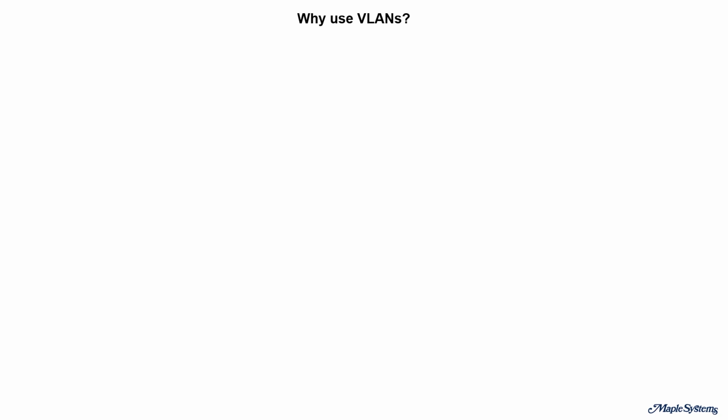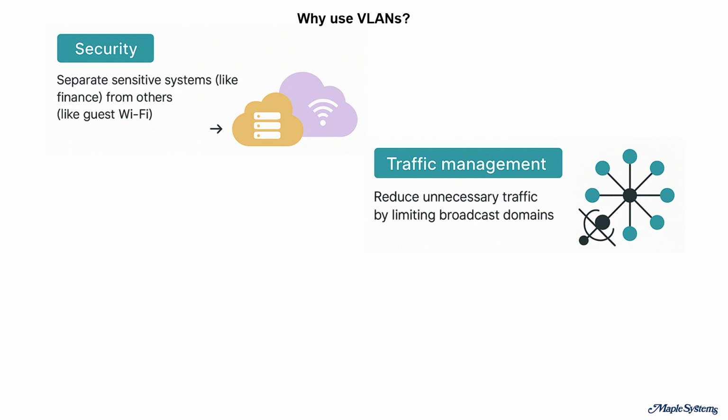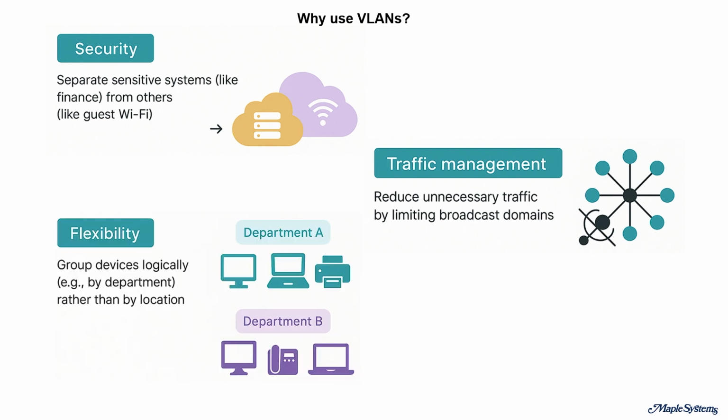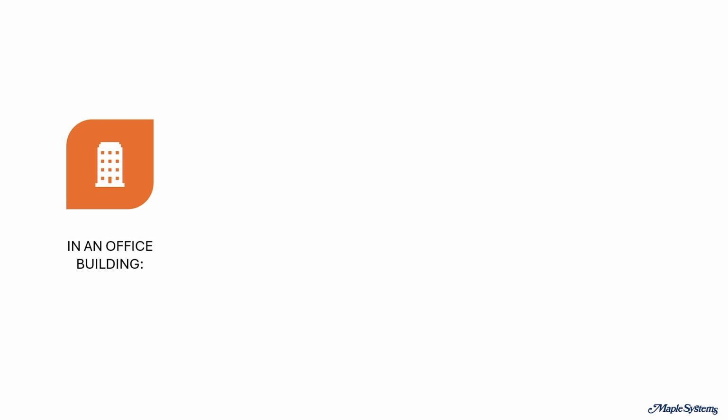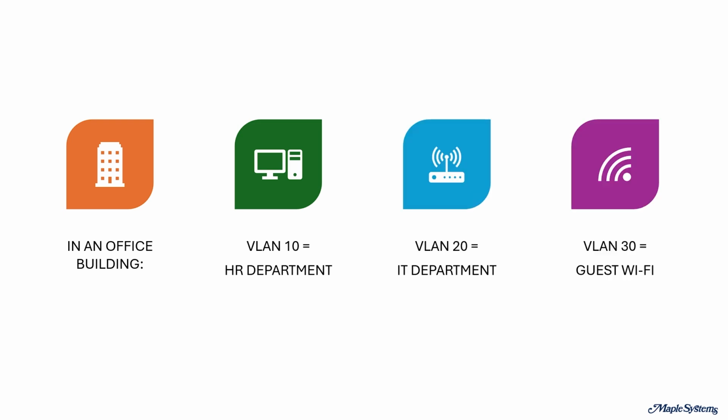So why would you use a VLAN, or why would you need a VLAN? Well, security. You can separate certain sensitive systems like financial records or accounting from others that may be on a guest Wi-Fi. Traffic management. You can reduce unnecessary traffic by limiting broadcast domains. Finally, flexibility. You can group devices into separate departments rather than by location. So for example, in an office building, VLAN 10 may be the HR department, VLAN 20, IT department, VLAN 30 could be the guest Wi-Fi. So even if all these departments are plugged into the same switch, they cannot see or talk to each other unless you set up routing between them.